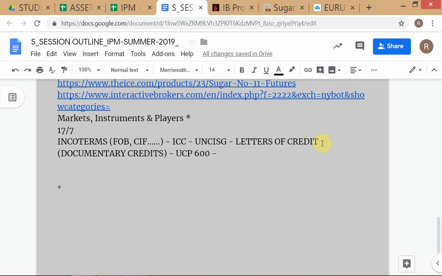600 is the version number, okay. So UCP is Uniform Customs and Procedures, okay. So essentially UCP is, what you should read it as, UCPDC, which means Uniform Customs and Procedures for Documentary Credits. So the full form of UCP is Uniform Customs and Procedures for Documentary Credits.